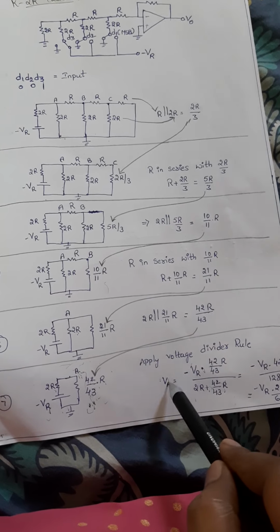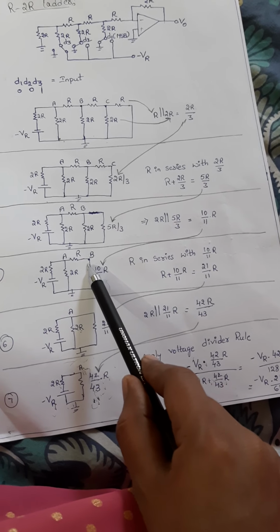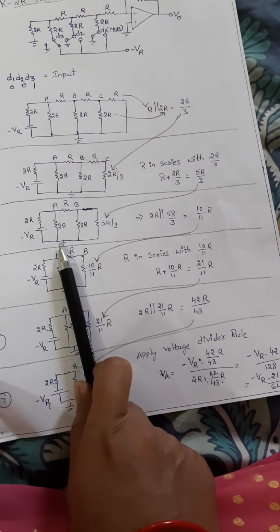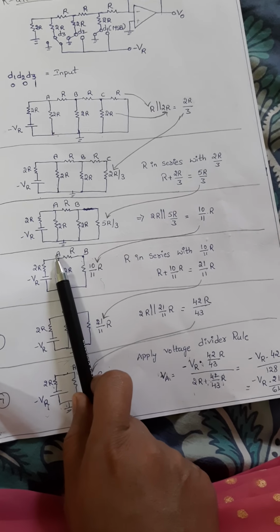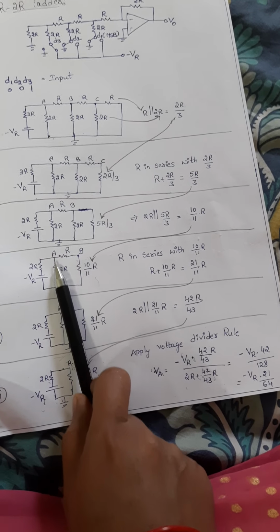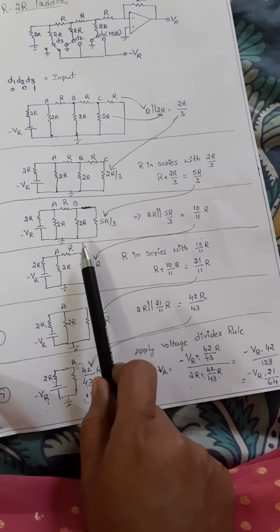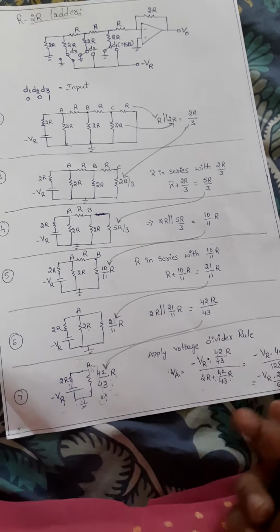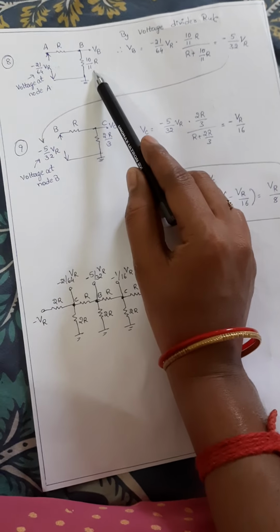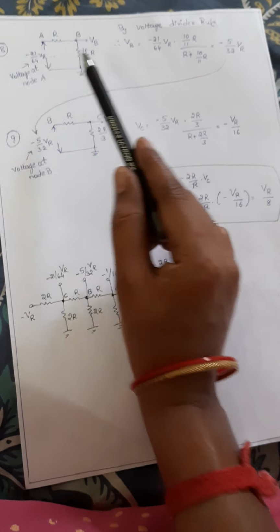This is the VA voltage, right? So now if you want the voltage across B, you remove this total part and write it as minus VR 21 by 64 for the source, then R and 10 by 11 R, to know the voltage across this node B. See how I wrote: R, 10 by 11 R, and you got the voltage at the node as minus 21 by 64 VR.